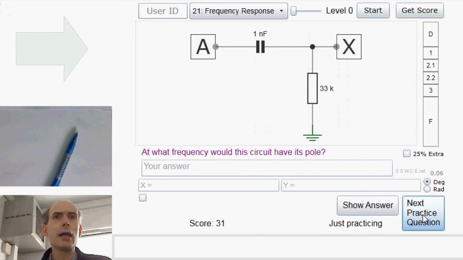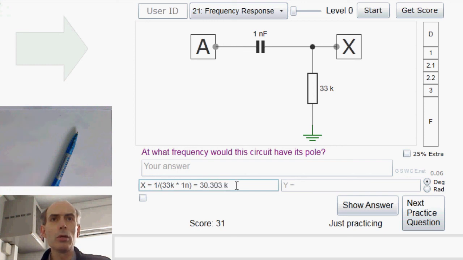Right. Anything else? Oh, at what frequency? This time you just have to calculate the frequency. Well, once again, we have a capacitor and a resistor, so we can work out 1 over the value of the resistor times the value of the capacitor, 30.303 K. And again, as a frequency, that would be in radians per second.